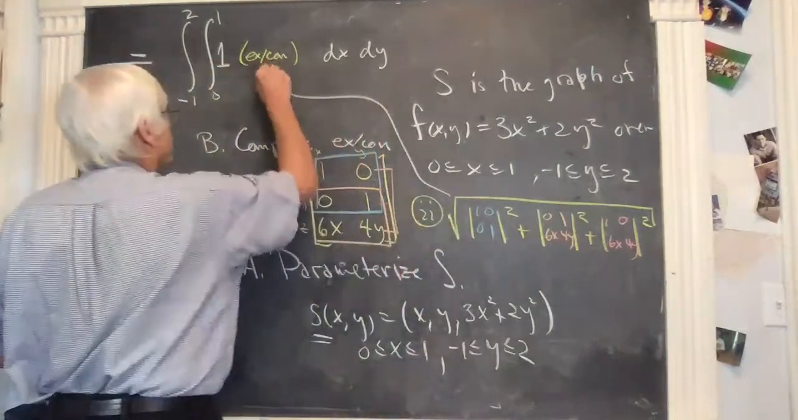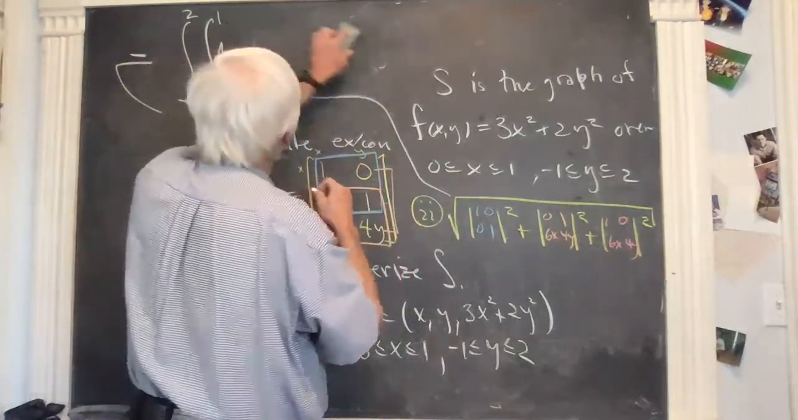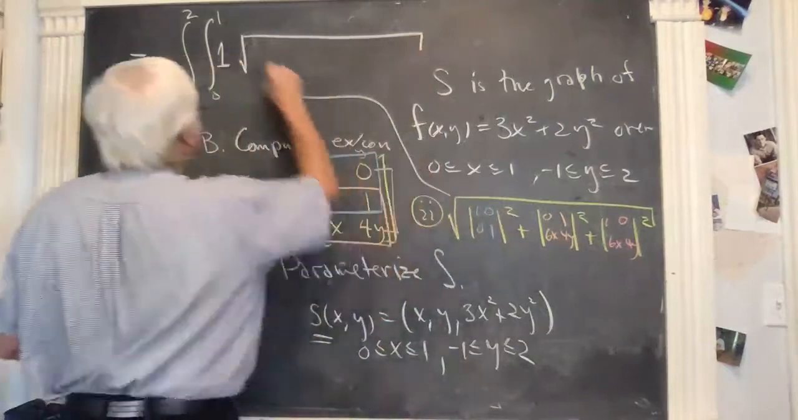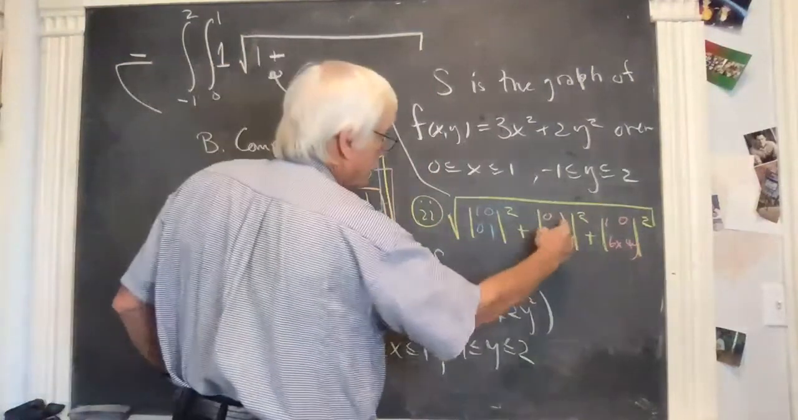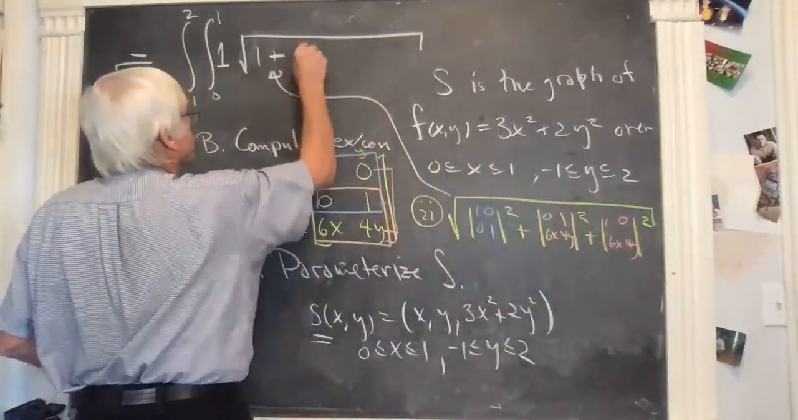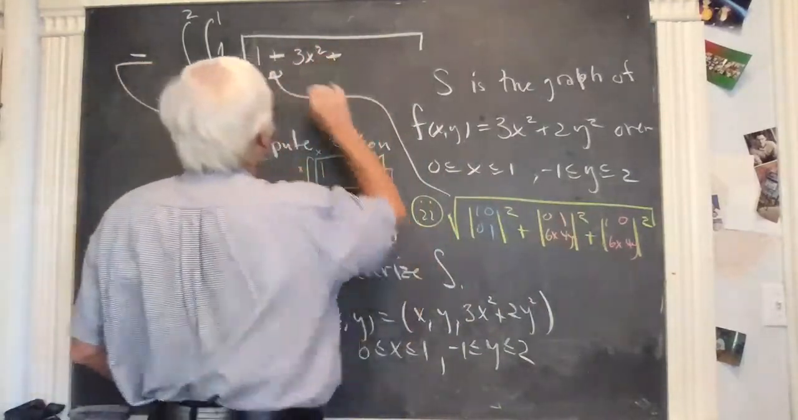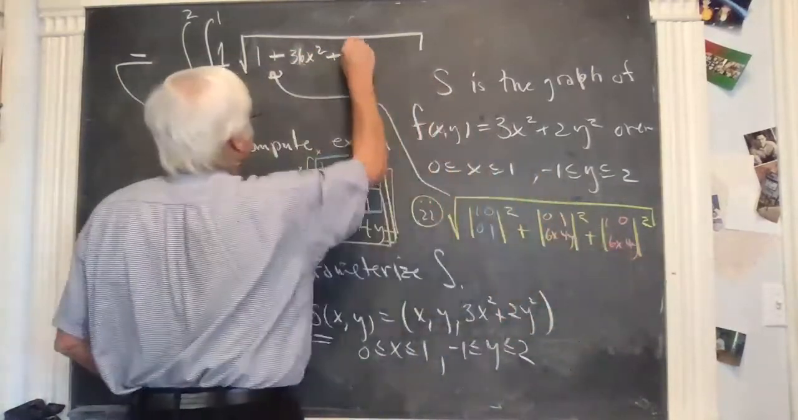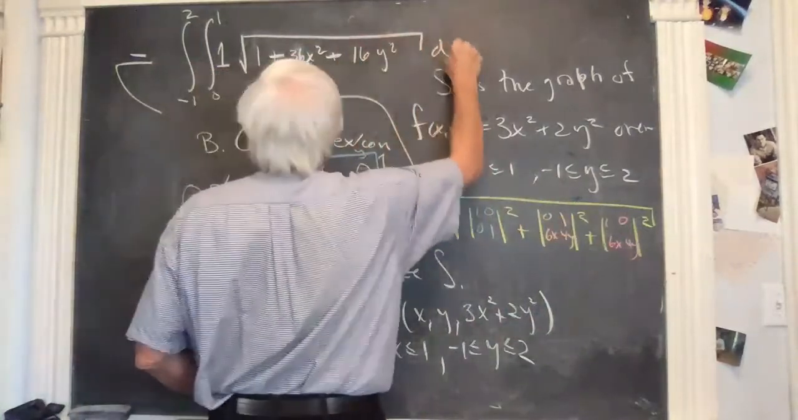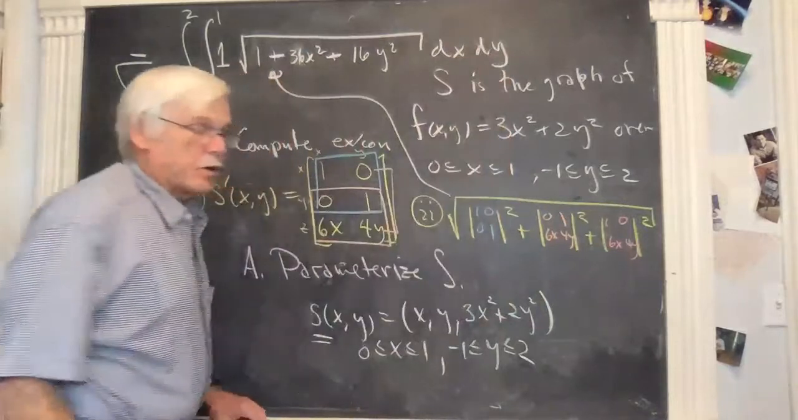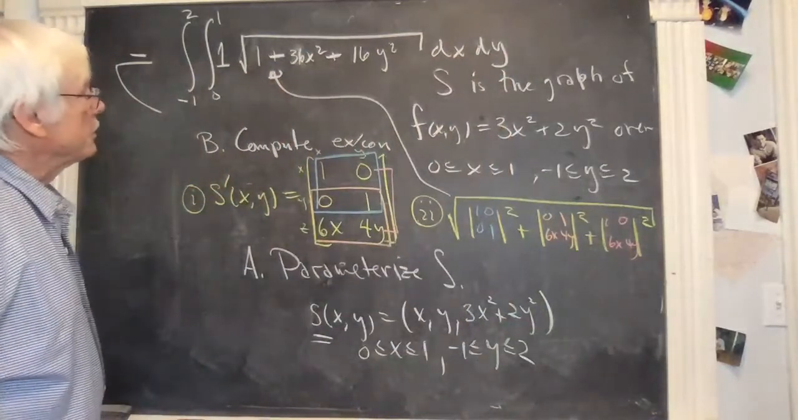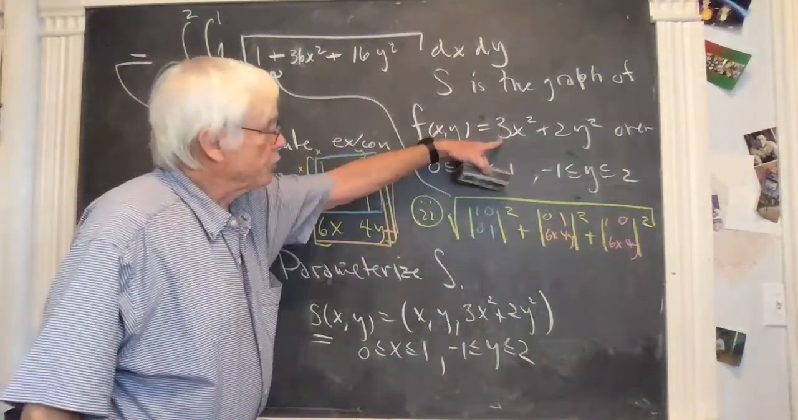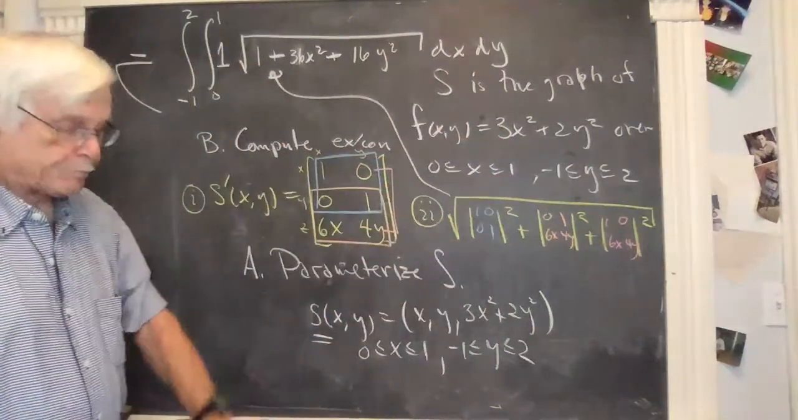So this gets plugged in right there. I'm going to do that. So we get the square root. This is 1. This is 6x squared, so 36x squared. And this is 4y, so 16y squared dx dy. There you go. This is the surface area of this paraboloid, elliptic paraboloid over this rectangular region.